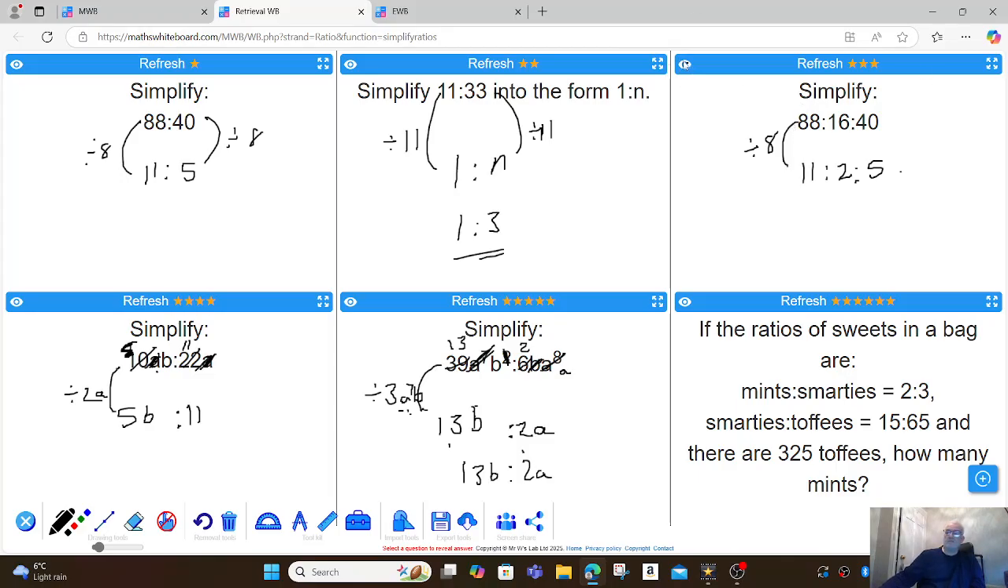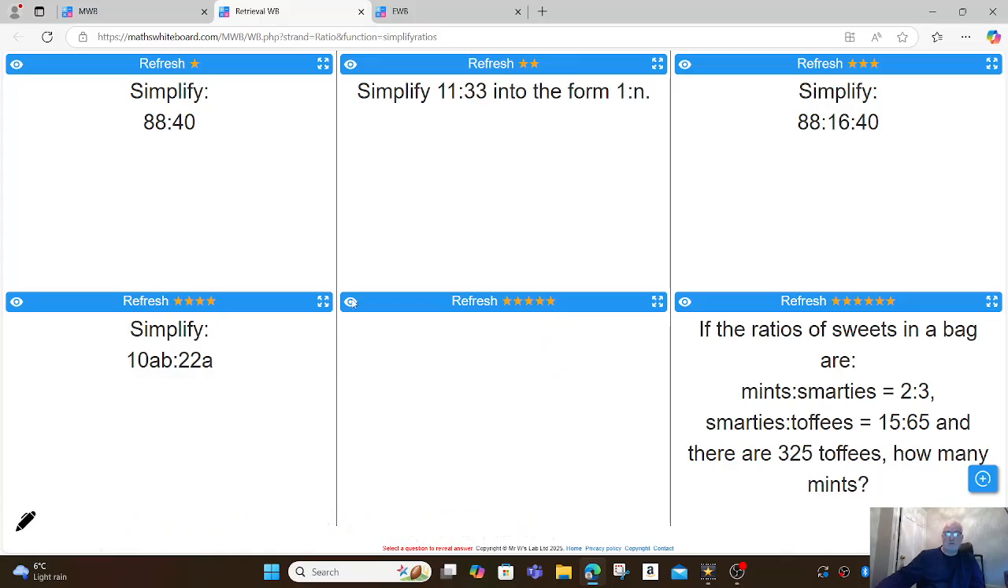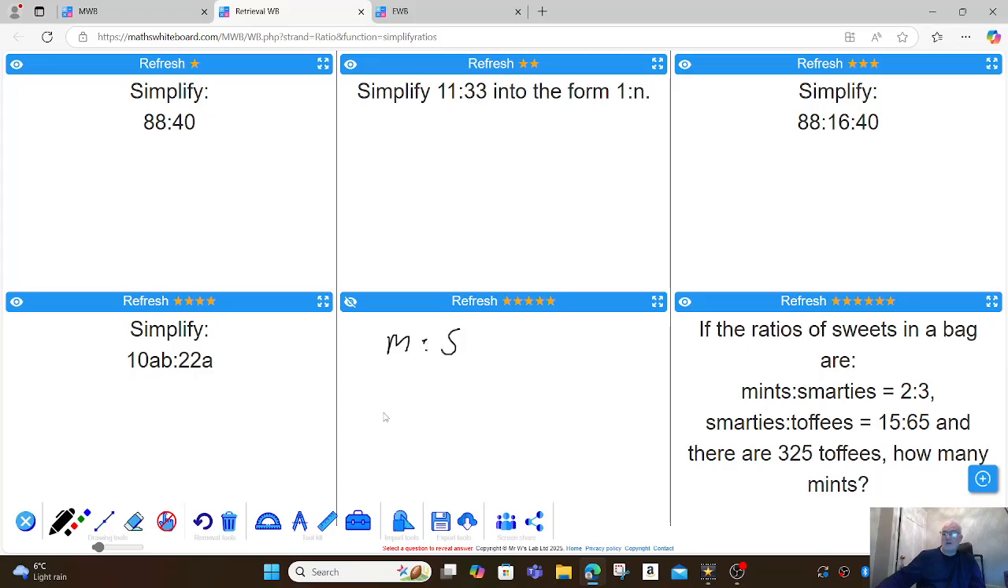So okay, I'm just going to make a little bit of space for us to do some workings. So we have got mints to Smarties, and it's in the ratio 2 to 3, and we've got Smarties to Toffees, and that's in the ratio 15 to 65.